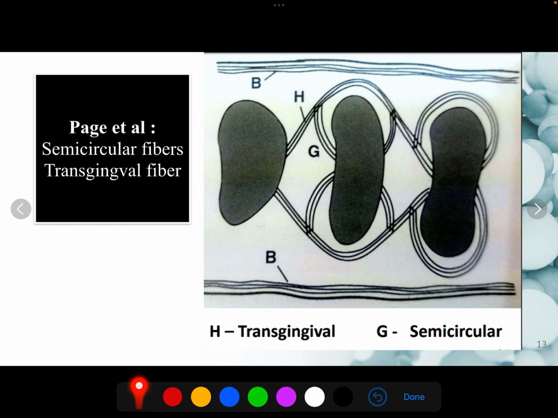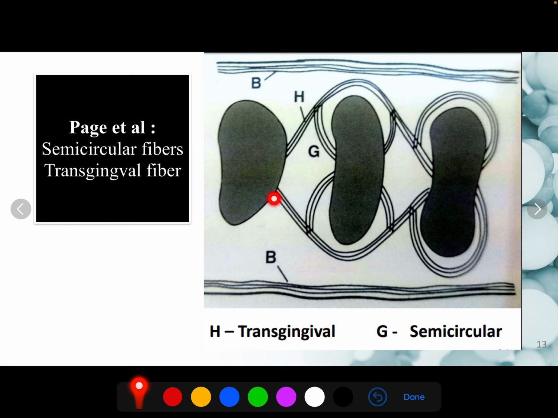So according to Page et al., there are semicircular fibers and transgingival fibers. Semicircular fibers start from the proximal surface of one tooth, move around the facial or the lingual surface, and then attach to the other proximal surface of the same tooth.